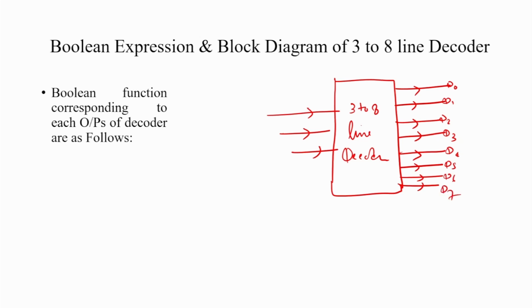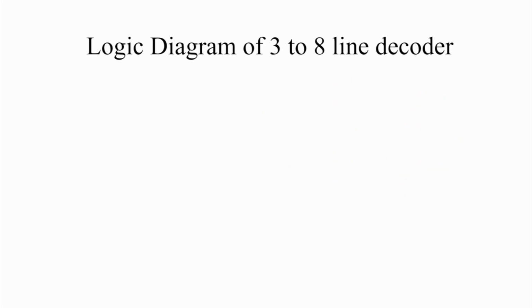Now, the question is, when x, y, z are the input lines, for a particular value of x, y, z, only one output line is active. For all inputs 0, D0 is active and the rest are non-active. At a particular moment of time only one output line is high and the rest are 0. Now, the question is how we implement the circuit diagram of a 3 to 8 line decoder.